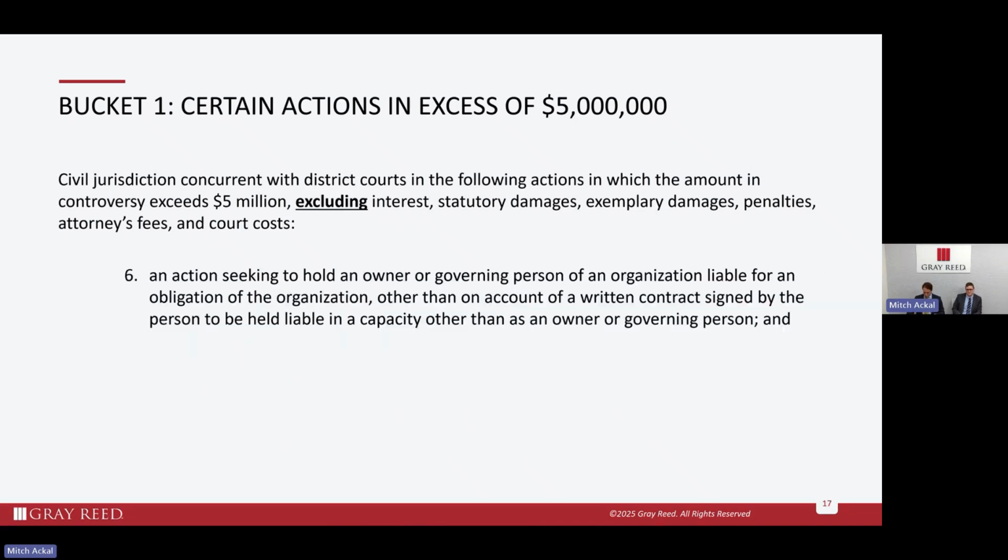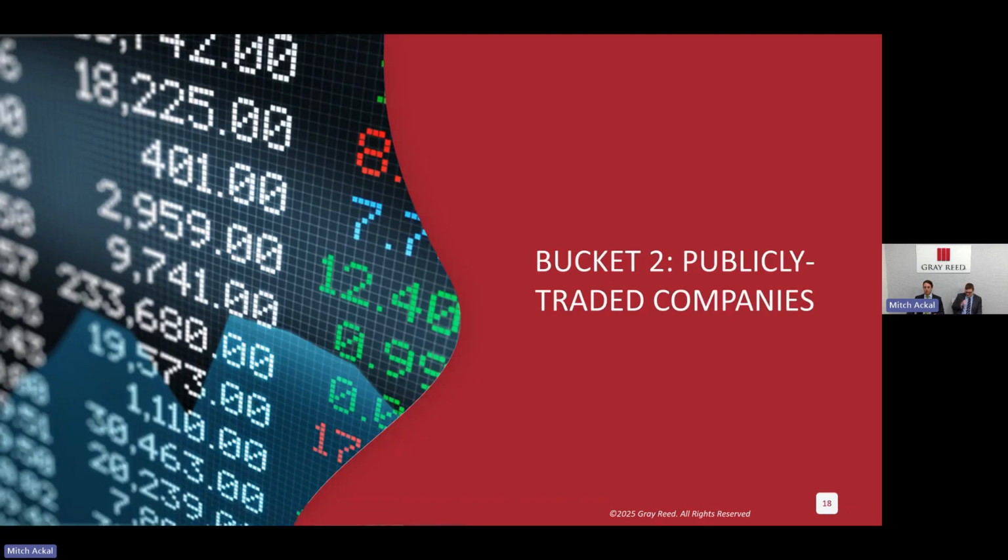Number 6, these are alter ego claims. So someone's trying to get past the corporate veil or past the LLC veil and hold a member or a shareholder or an officer or director personally liable for a debt. This does not include actions where you have a controlling person or an owner or governing person who executes a guarantee. Finally, again, $5 million relating to then any action arising out of the Business Organizations Code. So those are our bucket 1 jurisdictional elements.